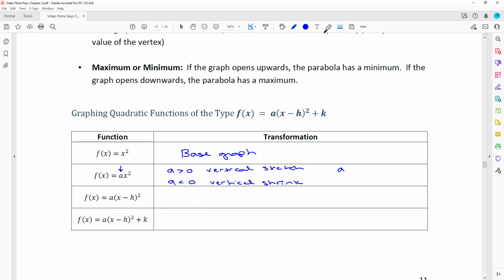Oh, I totally wrote that wrong. Sorry, you knew what I meant there. I'm just going to change it. I'm not going to re-record this video. When A was greater than 1, we got a vertical stretch. When A was less than 1 but greater than 0, we get a vertical shrink.